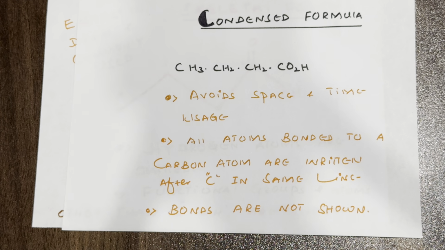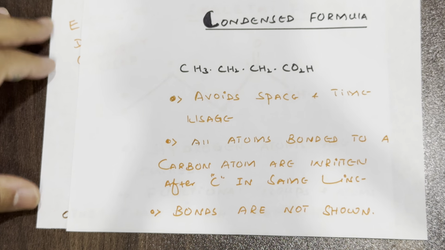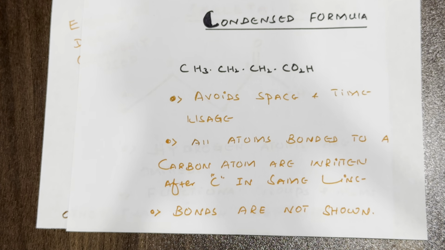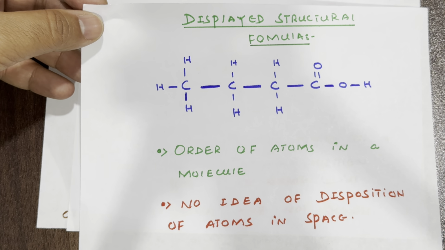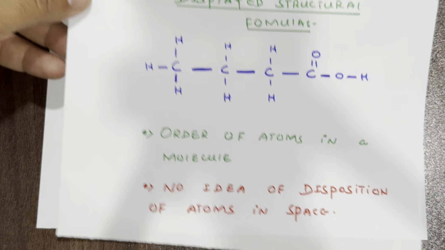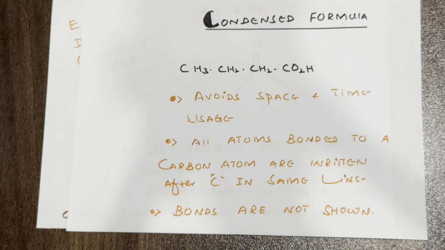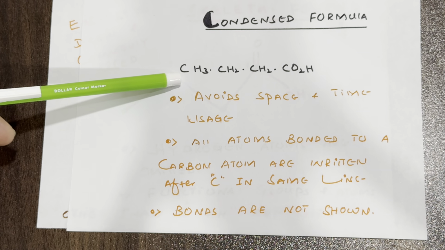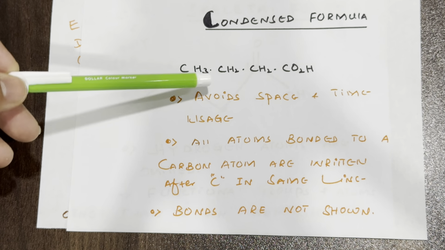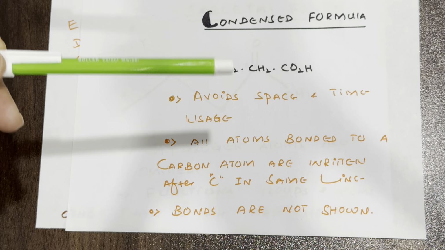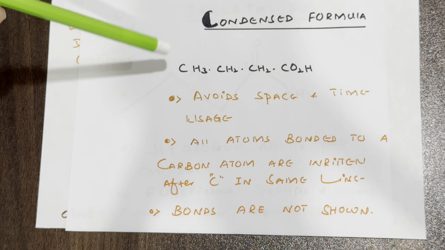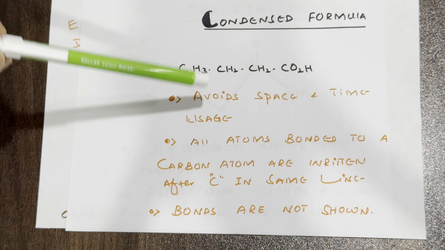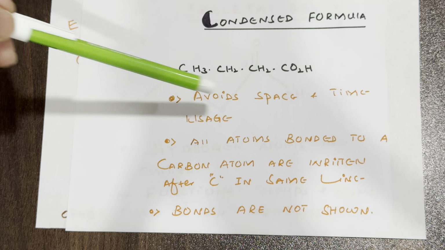Similarly, there is another formula which is the condensed formula. My dear students, to write down the displayed structural formula will take a lot of time and space and energy. So the chemists have decided to write down the condensed formula to spare some time and space and energy. This formula is very easy to write down on paper, so that's why the condensed formula is usually written in the books. And whenever you are writing down the formula of any organic compound in an exam, you prefer to write down its condensed formula. It avoids the usage of extra space and time.